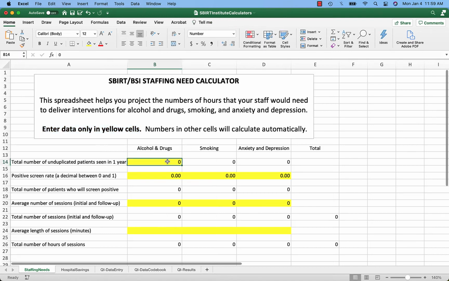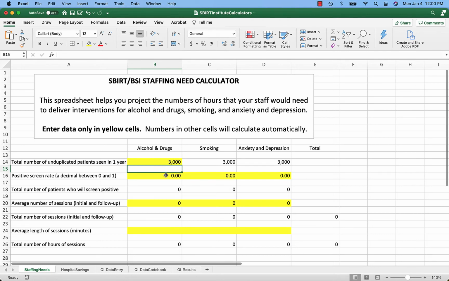For row 14, you'll need to know how many unduplicated patients your site serves in a year. By unduplicated patients, I mean the total number of patients you expect to see in the next 12 months, regardless of how many visits patients will make. You must enter a whole number between 0 and 100,000, or you'll get an error message. For demonstration purposes, I'm entering 3,000.